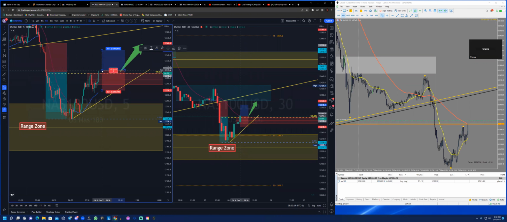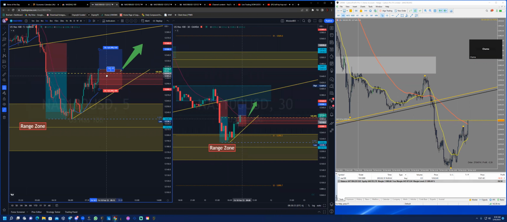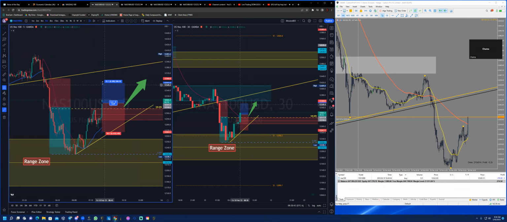I think we got tapped in. No, not yet. Almost. All right, now we're tapped in. So somewhere right there, I'll look for a 50-point stop loss. There we are in the buys.